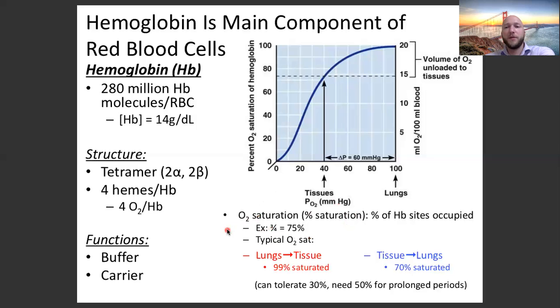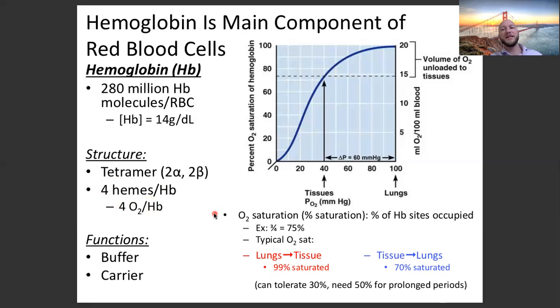Let's do a practice problem. If I had 10 hemoglobin molecules, how many oxygen molecules could possibly be bound to them? What's the maximum number of oxygen molecules that could bind to 10 hemoglobin molecules? All right, so each hemoglobin molecule can have 4 oxygens bound to it. So 4 times 10 hemoglobin molecules is going to give us 40 possible oxygen molecules bound to that hemoglobin if it's 100% saturation.